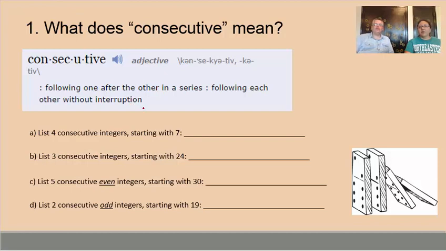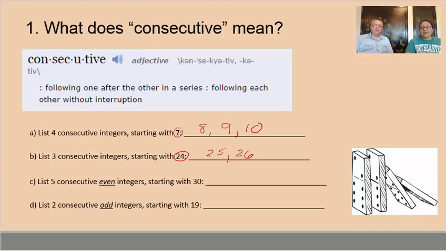List 4 consecutive integers starting with 7. So our next 4 would be including 7: 7, 8, 9, 10. Those are consecutive, the integers that follow each other. For our second one, list 3 consecutive integers starting with 24. Again, including 24, we have 25 and 26.